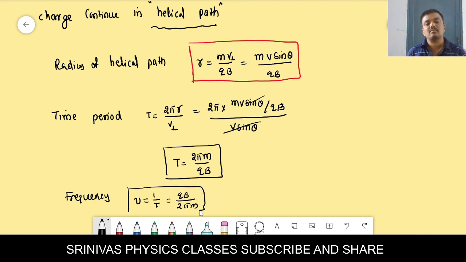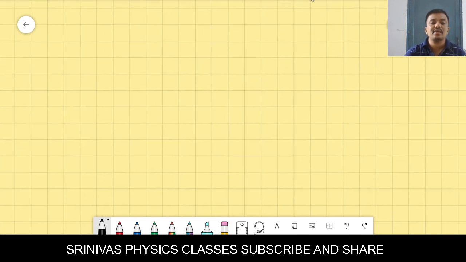Okay, next, one more last definition I will tell and I will close today's lecture. Next definition is pitch of helix. This is very important, a previous CBSE question. What is pitch of helix? And write its formula. This is very important. You should remember the helical path; we can also call it a helix.